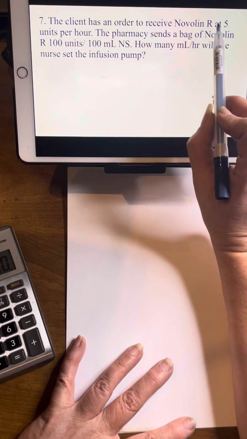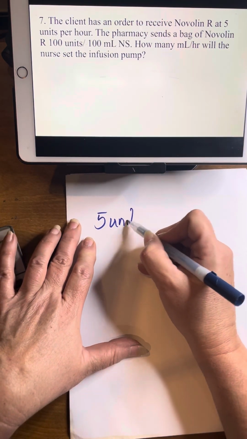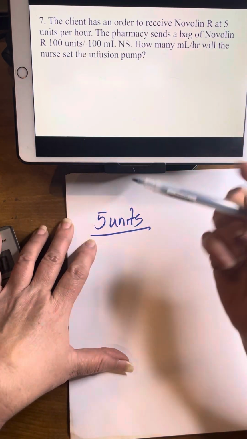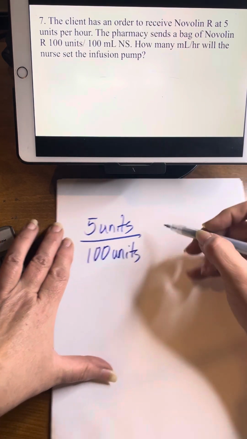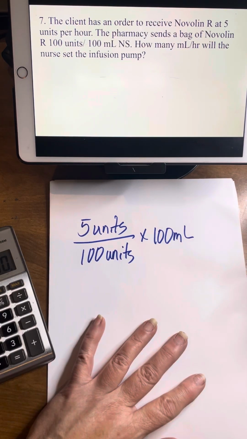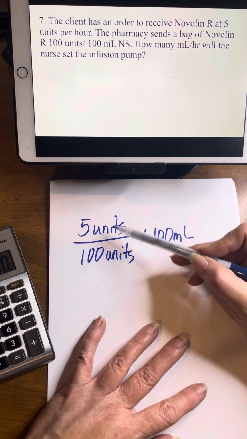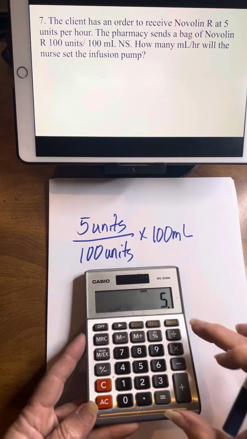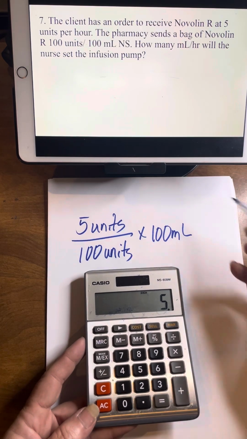I don't care what it goes at. So he wants them to get 5 units per hour. And what do I have in my hand that's units? I got 100 of them units. 100 units. And how does that come? In 100 milliliters of normal saline. And then we're going to do this math like an Olympic gold medalist. 5 divided by 100 times 100. Okay, let's do it together. 5 divided by 100 equals, times 100 equals.